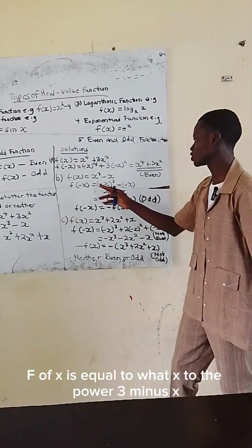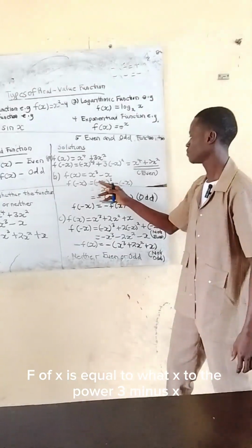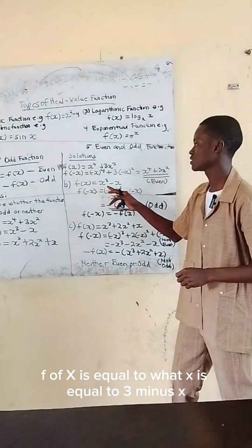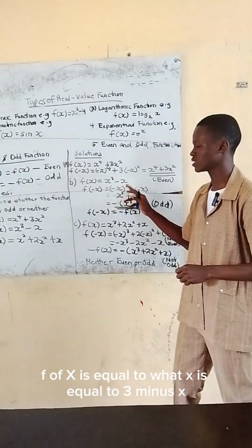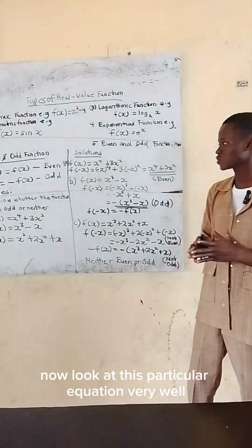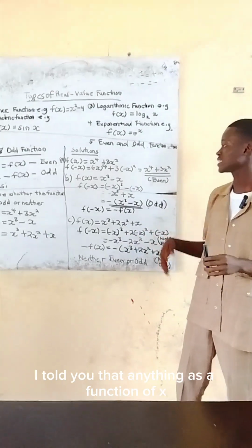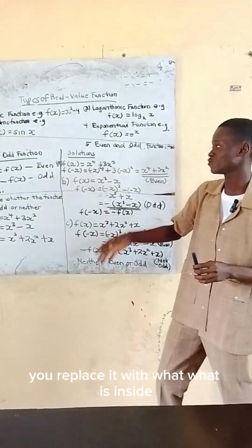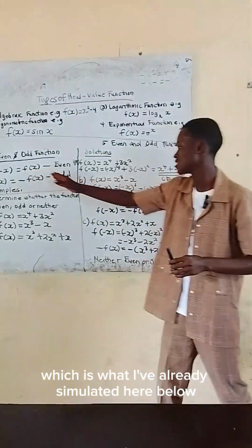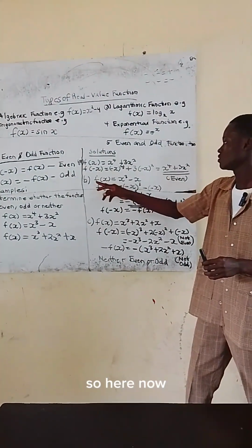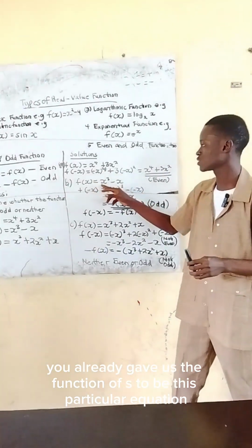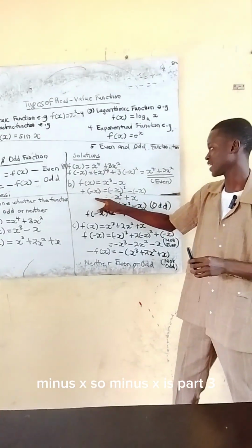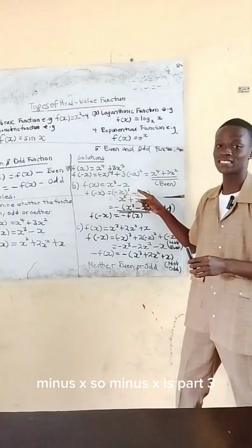Now, going to the second question here, I want you to listen carefully. F of x is equal to what? X raised to power 3 minus x. Now, look at this particular equation very well. I told you that anything as a function of x, you replace it with what is inside. So here, they already gave us the function of x to be this equation. So you replace anything that's inside this x with minus x. So minus x raised to power 3.